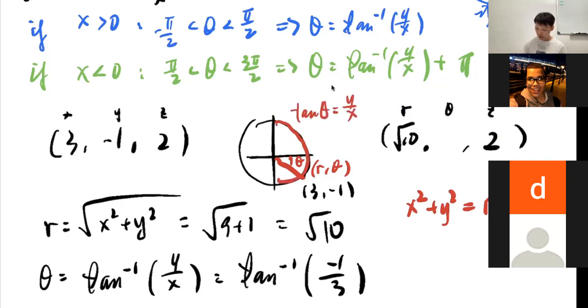So this part, tangent theta is y over x, and on the other side, tangent theta is also y over x. And then, because inverse tangent only gives you this part, for this part you have to add a pi to make it even.